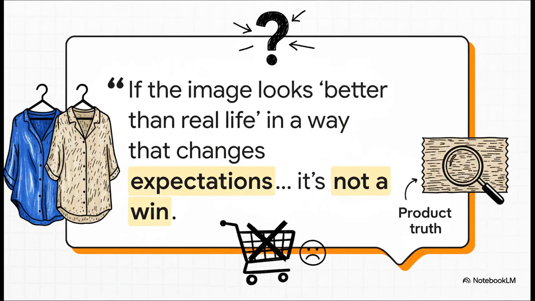This right here is one of the biggest business risks with AI, and it's a trap a lot of people fall into. It's misrepresentation. Look, if your AI image makes a simple cotton shirt look like it's made of luxurious silk, you haven't created a great image. You've created a future product return and a really unhappy customer. Product truth, making sure the fabric, the drape, the color are all accurate, is absolutely everything.